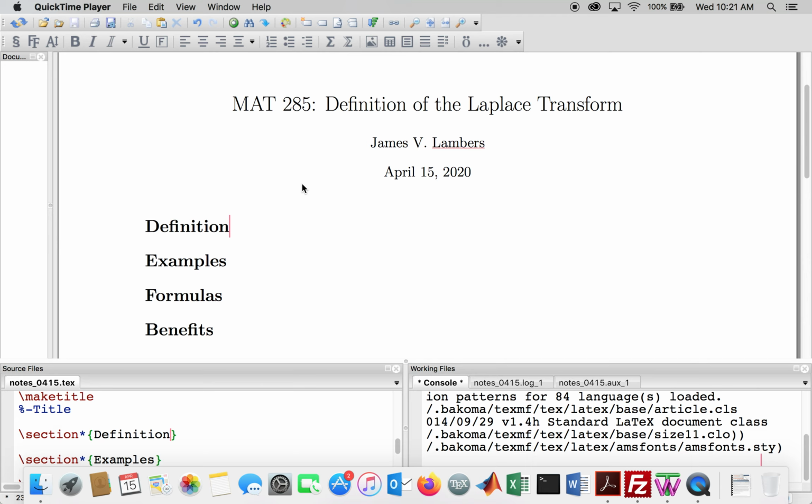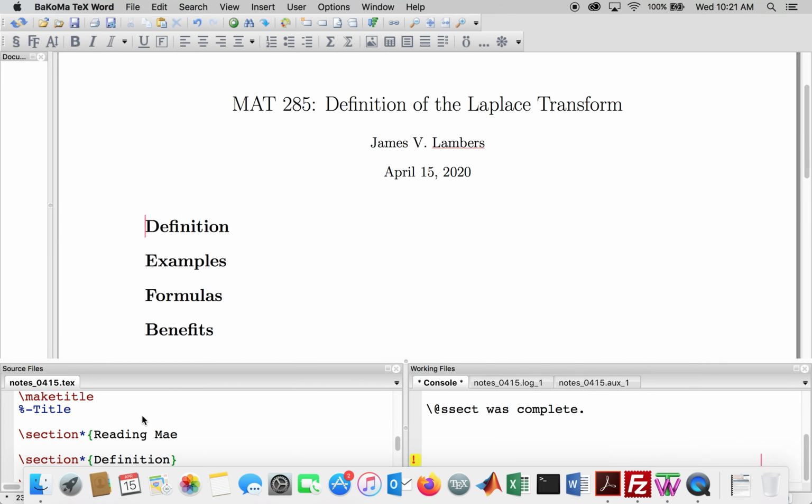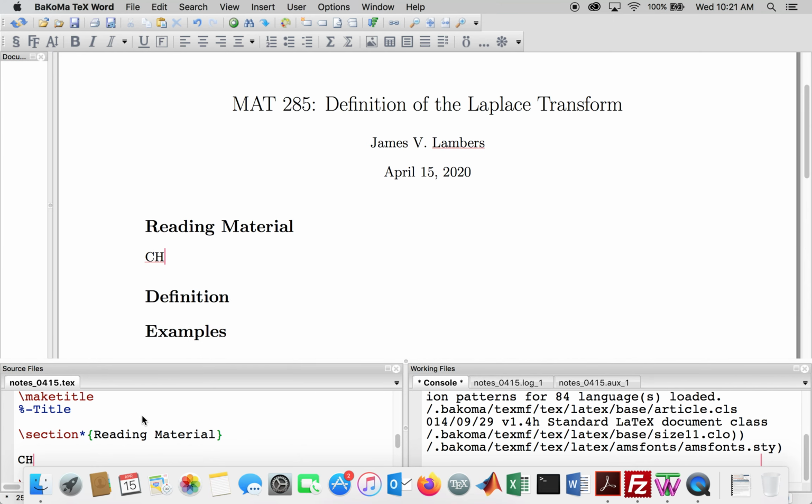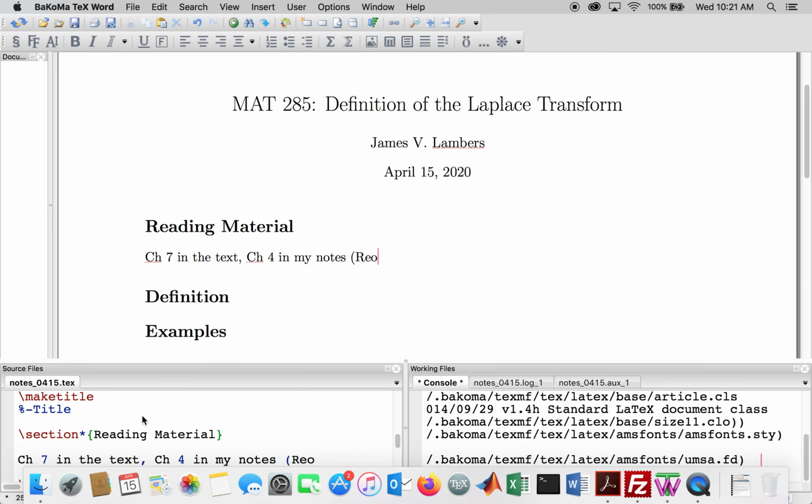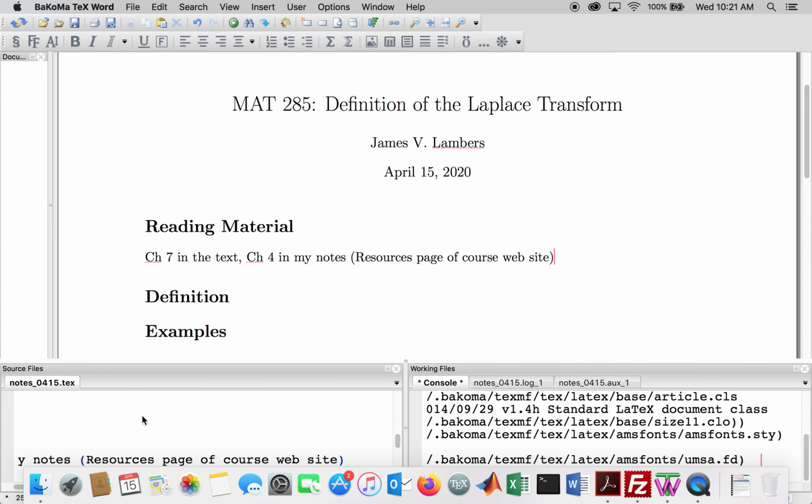So we have just one chapter left. It's chapter 7. I'll make a quick note here. So this is chapter 7 in the textbook or ebook from WebAssign, chapter 4 in my notes that are on the resources page of the course website. We're just going to cover sections 7.1, 2, and 3, which is not what I planned, but it's actually consistent with what I've covered in the past when teaching this class. And this deals with the entirety of chapter 4 in my notes that corresponds to that.